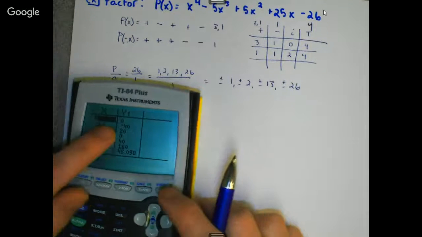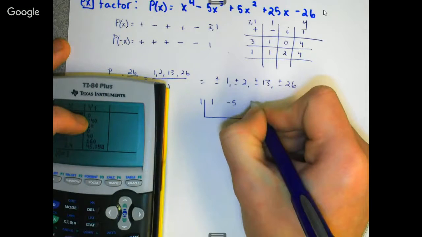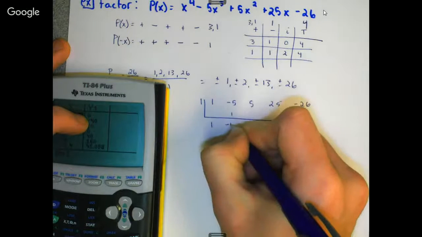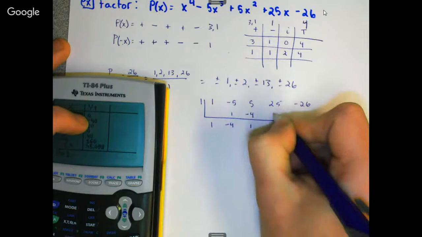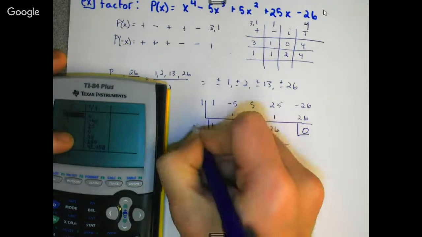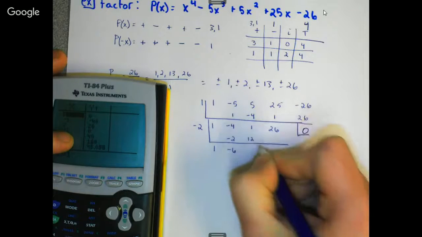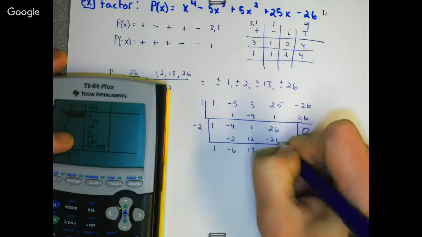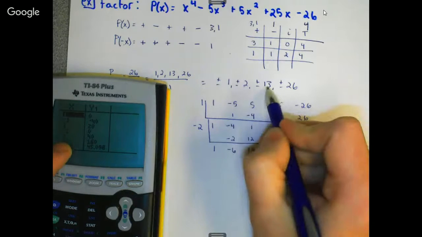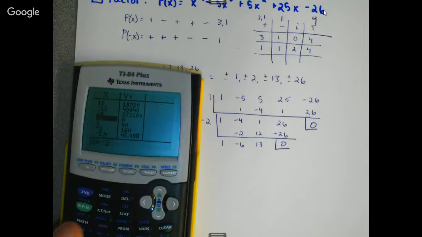So if I go to the table, okay, so 1 works. So 1 is going to work. So we've got 1, minus 5, 5 squared, 25, minus 26. So 1, 1, minus 4, minus 4, 1, 1, 26, 26, and 0. Okay, looking down here, minus 2 works. So minus 2. So that's a 1. That's minus 2, minus 6, 12, 13, minus 26, 0. So I got 1 minus 1, 2 minus 2, 13 minus 13. Those didn't work. 26 and minus 26. Those didn't work.